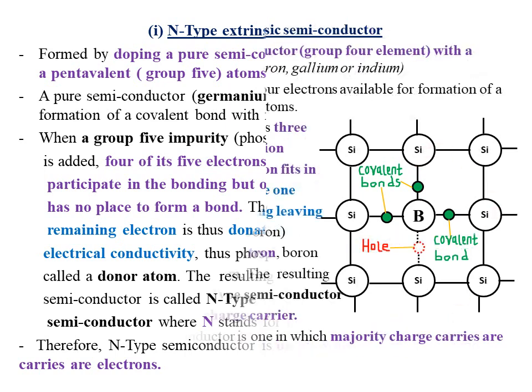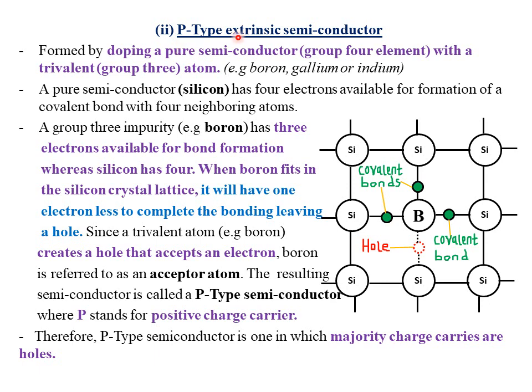Next, we look at the p-type extrinsic semiconductors, commonly known as the p-type semiconductors. Now, how do we form the p-type semiconductors?